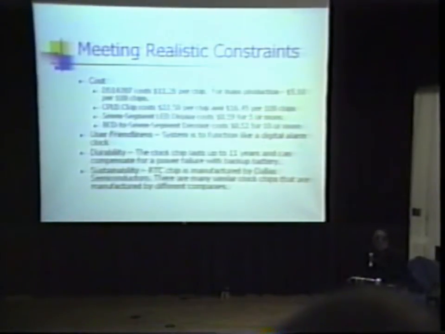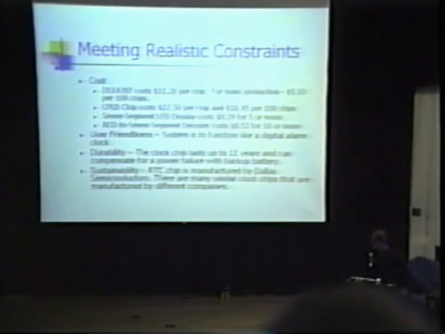A couple of realistic constraints that I came up with before the project started. First being cost. The real-time clock chip costs $11.26 per chip, and the CPLD chip costs $22.50. The 7-segment LEDs cost about 59 cents for 5 or more, and the BCD to 7-segment decoder costs only 52 cents for 10 or more.